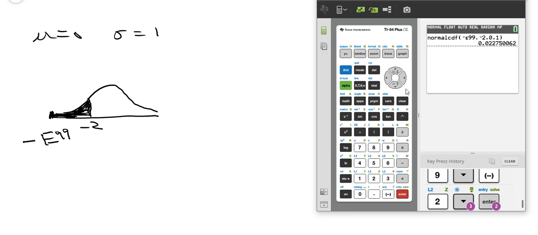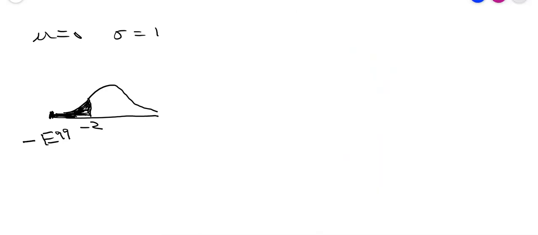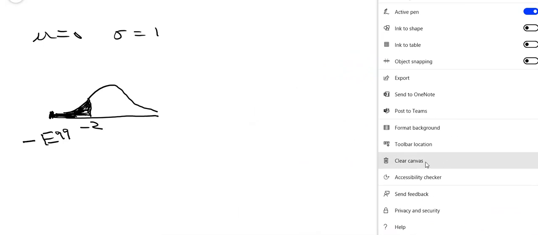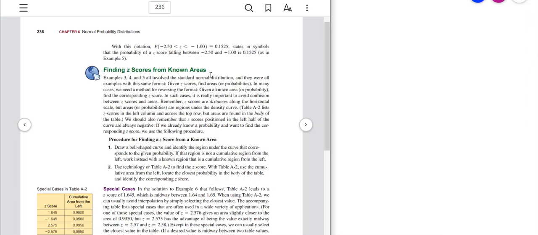Okay, now I want to do a couple more, but with not the standard normal. Okay, not the standard normal. Let's put this down. I want to show you something, though. Clear canvas. I'm going to bring back my e-text. We're going to jump back to page 104.